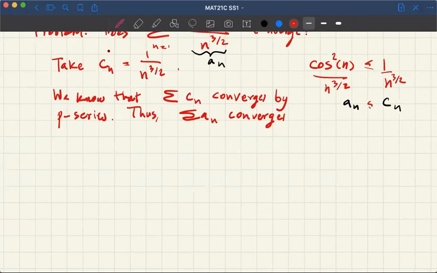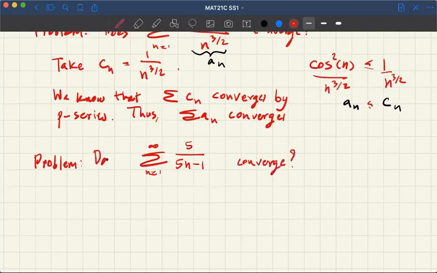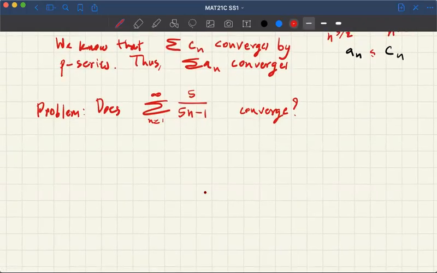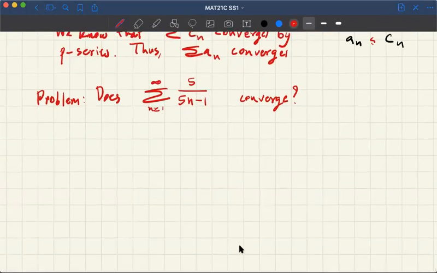Let's do another one. Problem. Does this converge? 5/(5n minus 1). Any guess? No, it doesn't, because if you compare it to 5/5n, 5/5n doesn't converge, so this one shouldn't converge either.